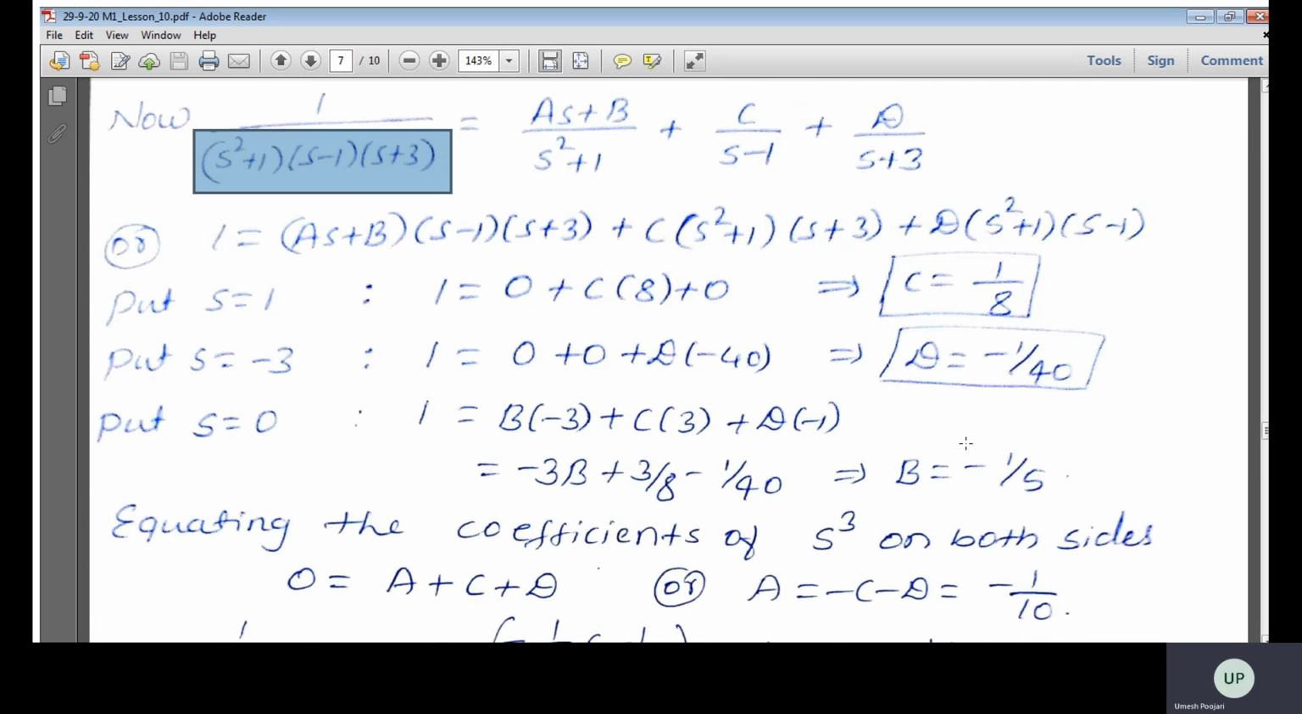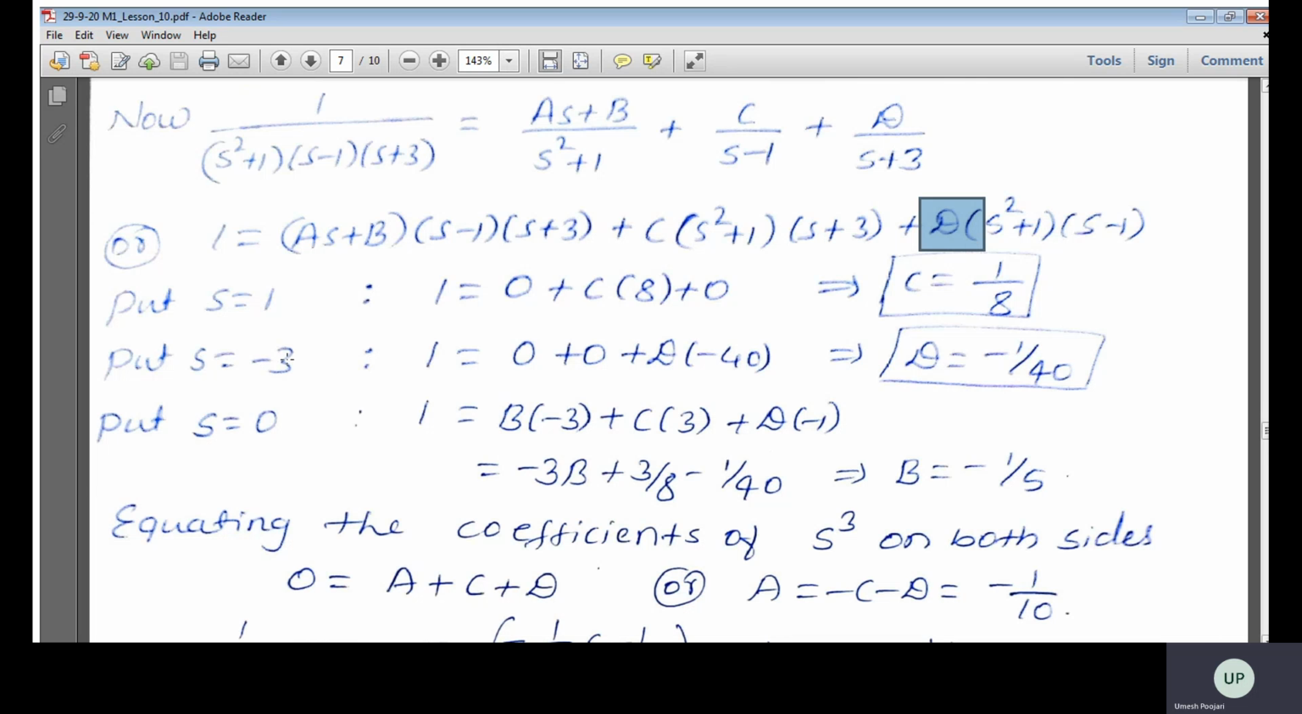Next step, you have to find the a, b, c and d values by taking some values for s. So if you take s equal to 1, we can find the C value. Then left hand side is 1, first term is 0, C into 8 plus last term is also 0. Therefore C equal to how much? 1 by 8. Similarly, if you take s equal to minus 3, you can reduce the first and second term to 0. Hence we can obtain the value of D.